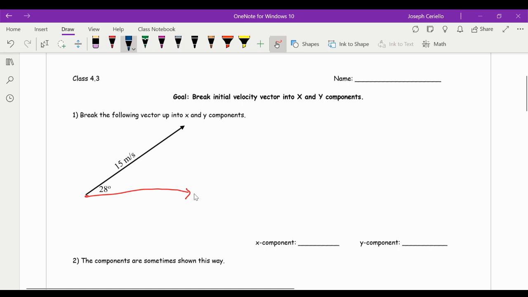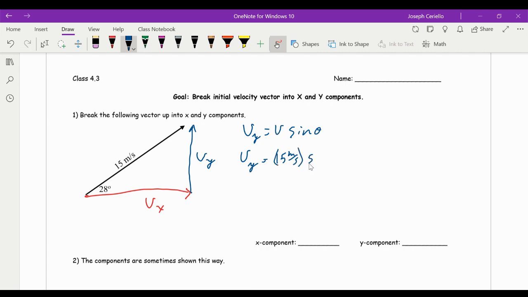So we have our x component and we have our y component. We would call this vy, and we'll call this one here vx. To solve for vy, we know that vy equals v times sine theta. So vy is equal to 15 meters per second times the sine of 28 degrees. Throw it out in our calculator, and we get about 7.04. So vy equals 7.04 meters per second.